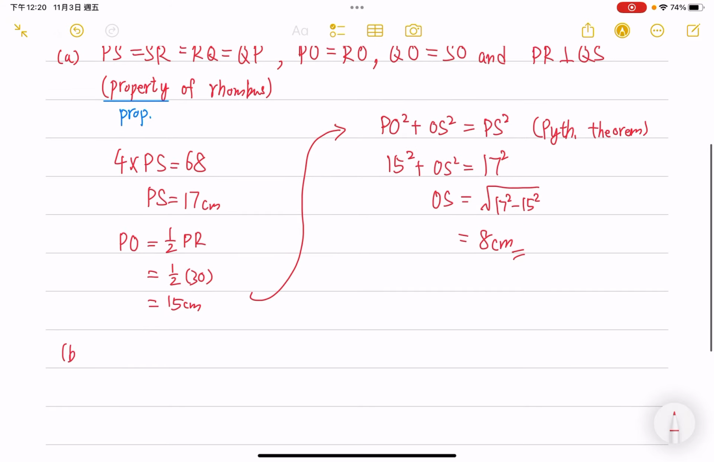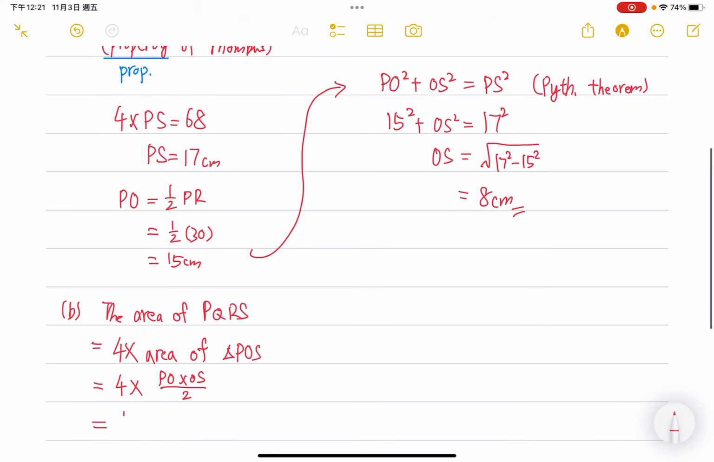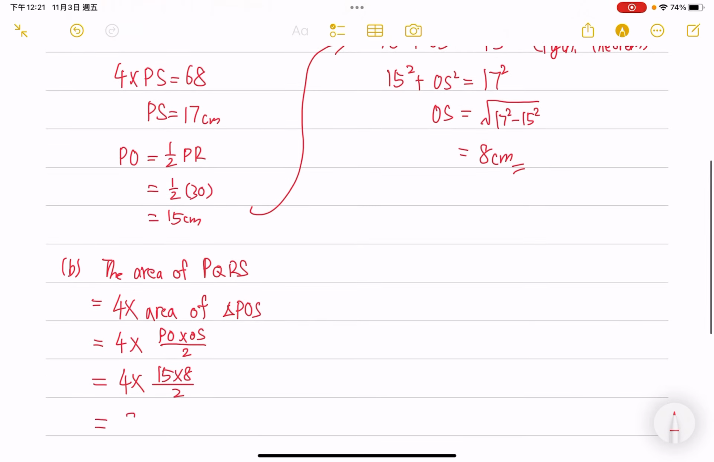Okay, the area of PQRS equals 4 times the area of one triangle. That is, I choose the area of triangle POS. And for the triangle POS, that is equal to PO times OS over 2. And it is 4 times 15 times 8 over 2. And finally, you can get the result, 240 cm squared. And that's it.